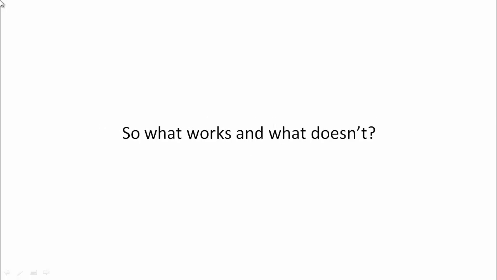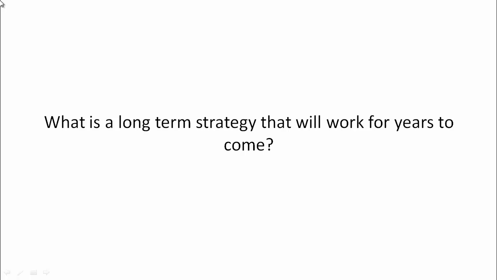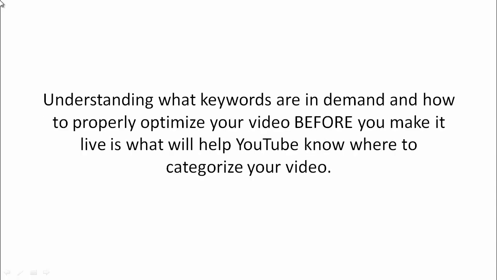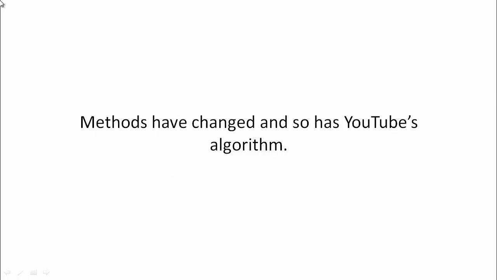So what works and what doesn't? What is a long-term strategy that is going to work for years to come? It's simple. Understanding what keywords are in demand and how to properly optimize your video before you make it live is what is going to help YouTube know where exactly to categorize your video. Methods have changed, and so has YouTube's algorithm.